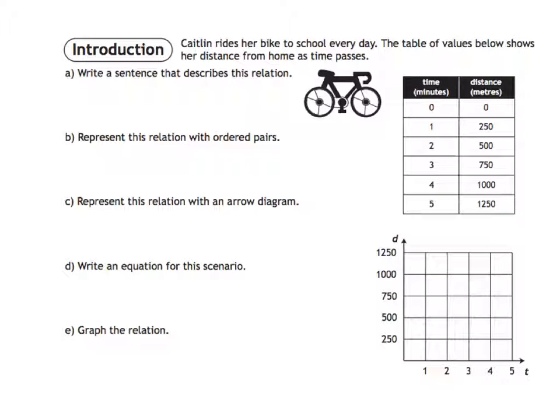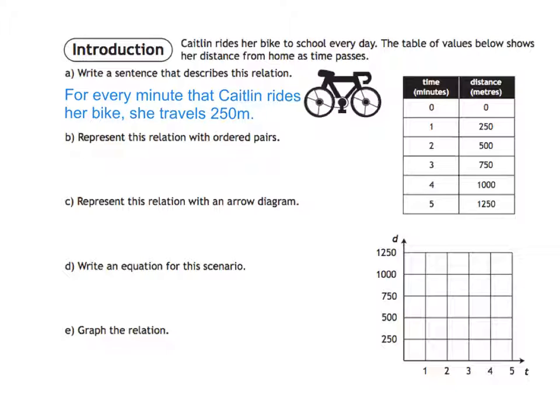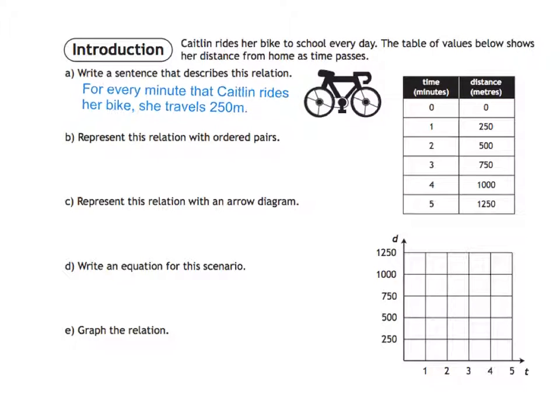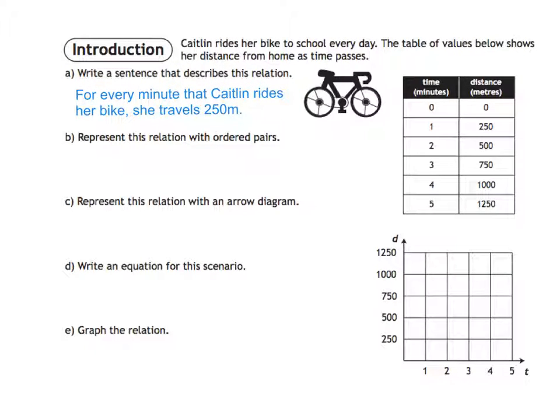The first one says, write a sentence that describes this relation. For every minute that Caitlin rides her bike, she travels 250 meters. This is pretty open when you're writing a sentence to describe a relation. Everybody's not going to have the exact same thing for that answer, but you should have something similar to this, because that's what's happening in this situation.